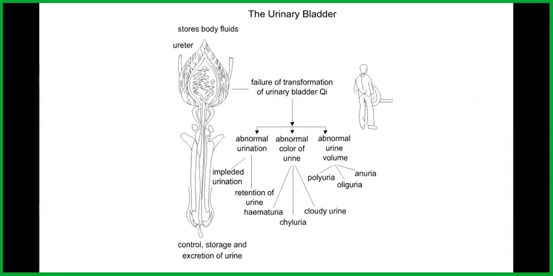Here, let us look at the urinary bladder. Its function is to store body fluids and control storage and excretion of urine. But when there is failure of transformation of urinary bladder qi, it can lead to abnormal urination, like impeded urination and retention of urine. It can also cause abnormal color of urine, like hematuria, chyluria, and cloudy urine. And it could also lead to abnormal urine volume, like polyuria, oliguria, and anuria.